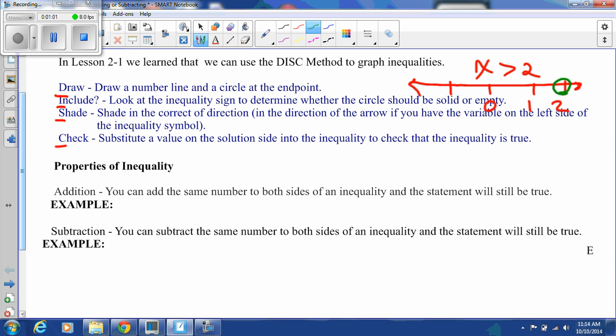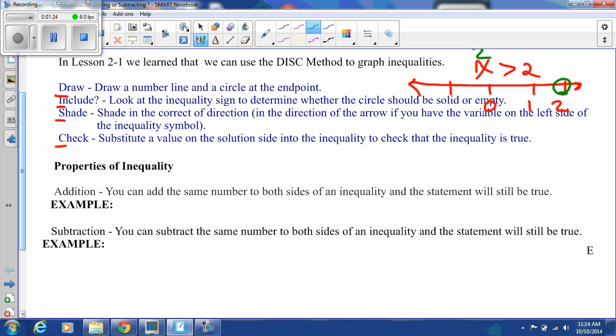The I stands for include. Look at the inequality sign. The inequality sign is greater than. So the question to ask yourself is, is 2 greater than 2? No, it's not. But anything above 2 is. So the number 2 itself is not included, therefore we will leave an open circle.